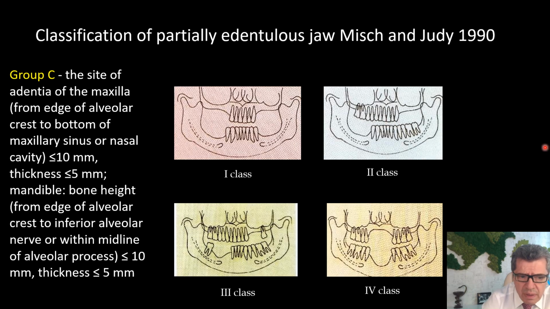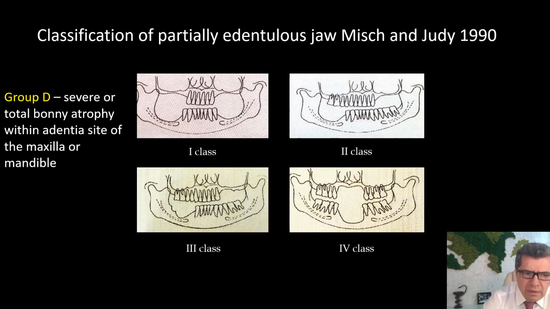Group C, the edentulism grows more, and we can see the atrophy process in the posterior part of the maxilla and mandible. Here is the left side of the maxilla and the right side of the mandible. Here the vertical bone resorption, and sometimes we have bone resorption in the frontal area at the fourth class of group C. And finally, group D, the severe total bone atrophy with edentulism on the maxilla and mandible side.